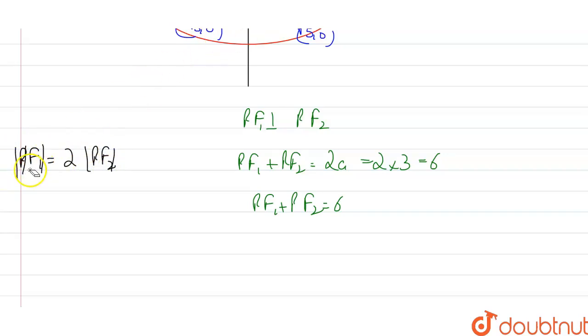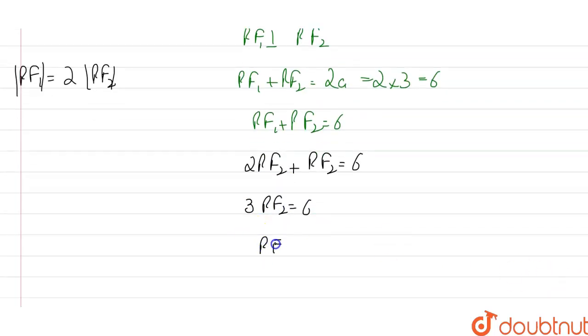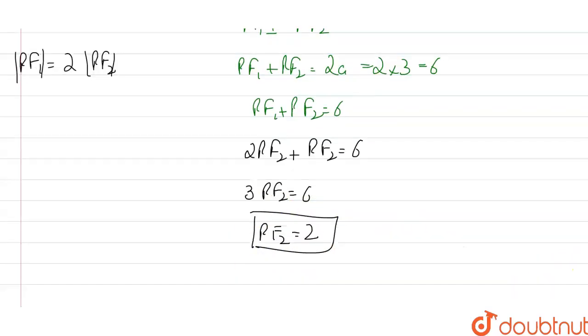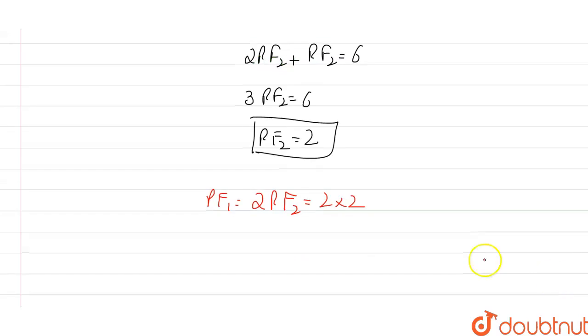So PF1 can be written as 2 PF2, plus PF2 equals 6. This becomes 3 times PF2 equals 6. Clearly from this, my PF2 value is 2. And we know that PF1 is 2 times PF2, which is 2 into 2, so PF1 is 4.